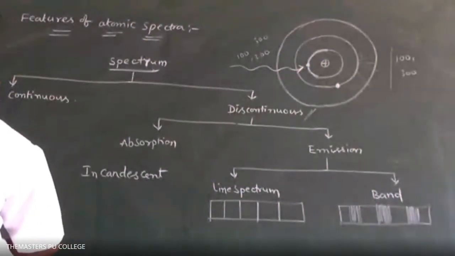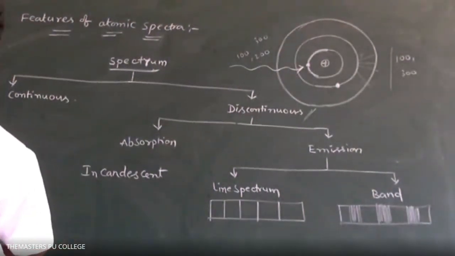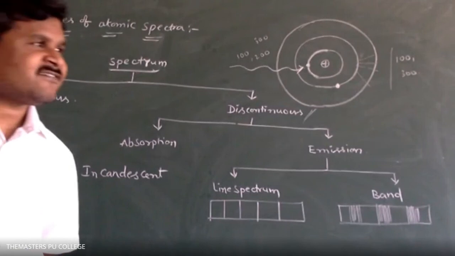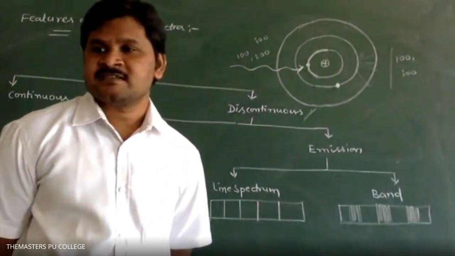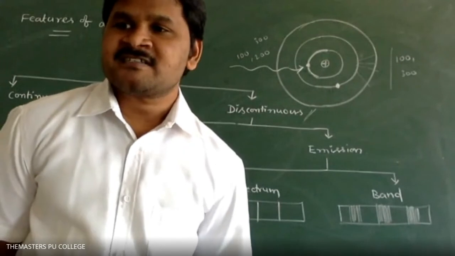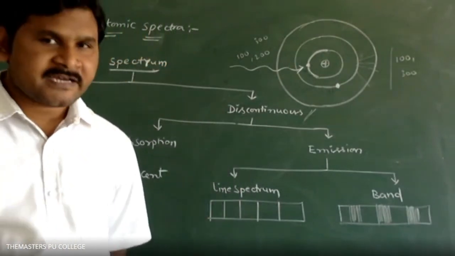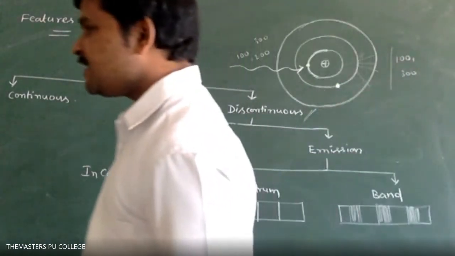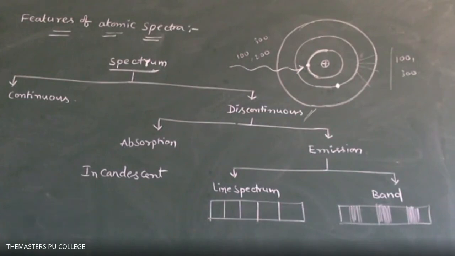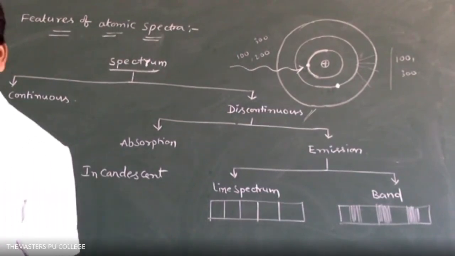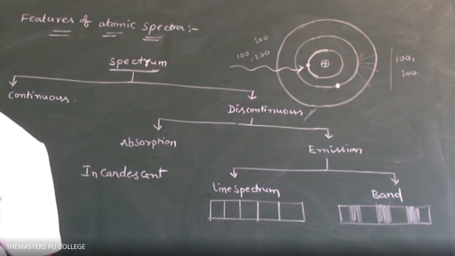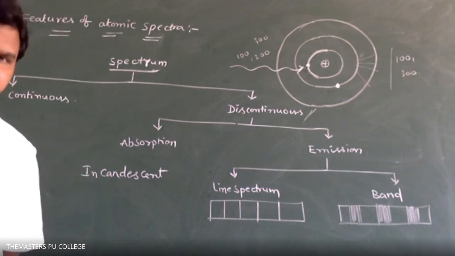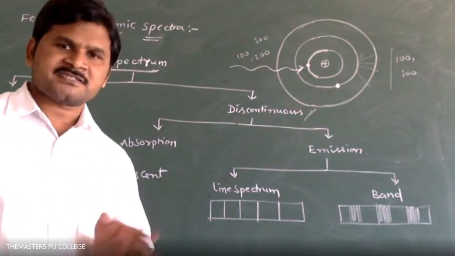Next, it is due to transition of electrons between energy levels. Example, hydrogen spectrum. The best example is the hydrogen spectrum, which we have in our syllabus.